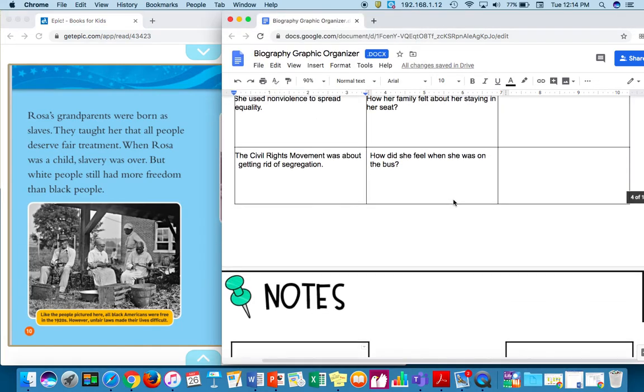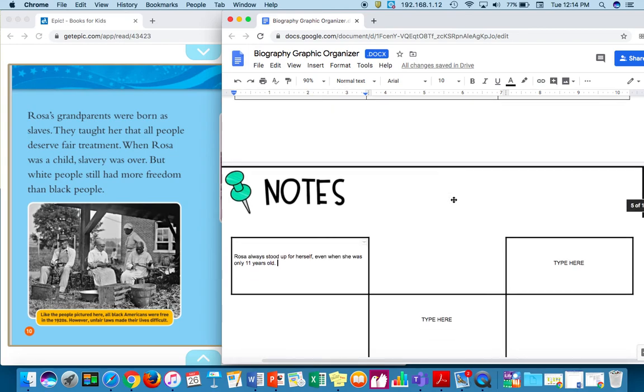Now you can see that I have some spots filled in and others not filled in. As I continue to read, I'm going to continue to fill in more.